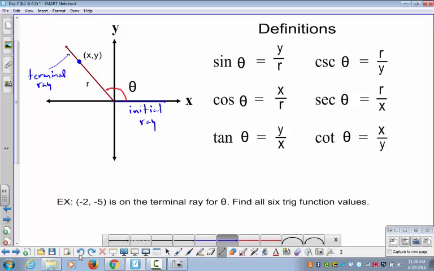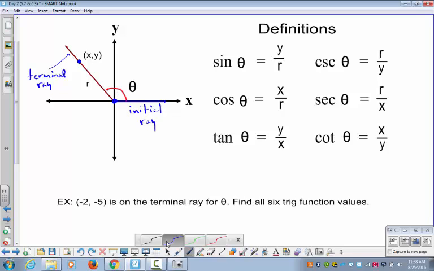Then we find a point on that terminal ray. We'll just label the point x, y. Knowing that point allows us to calculate this radial distance, which we're always going to call r. That radial distance is the distance from the origin out along the terminal ray to the point x, y. So there are 3 pieces of data there: x, y, and r.